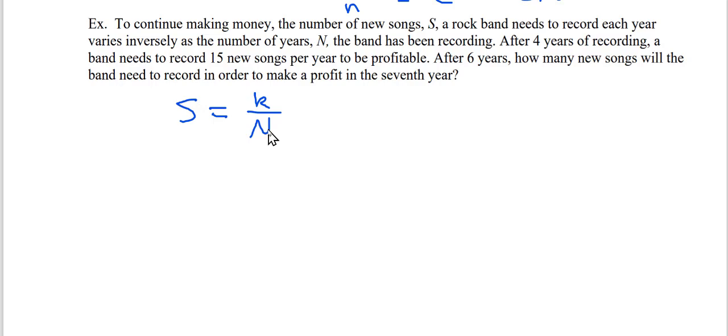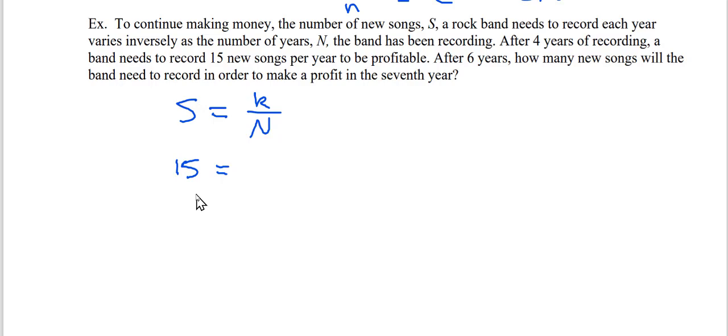The number of years they've been recording, as that goes up, they get a stronger following, and so the number of songs that they would need to record each year would decrease because they're still going to have people listening. They're going to have a following, right? So you can see an inverse relationship there. After 4 years of recording, a band needs to record 15 new songs per year to be profitable. Let's plug those in and see if it can help us find out what the K is.